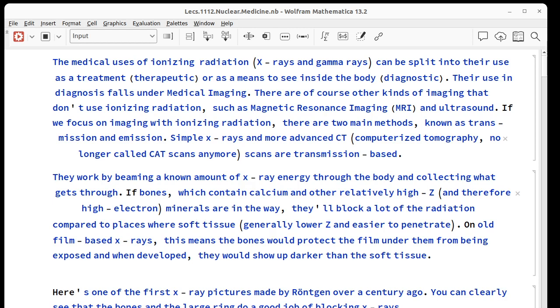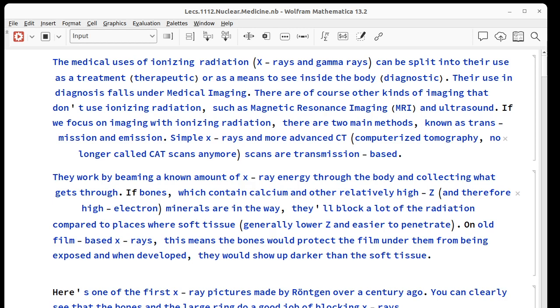Regular X rays, or the more advanced CT scans, are transmission based, and they work by beaming a certain amount of X ray energy through the body and collecting what gets through to the other side. Bones that have calcium and other high Z, and remember that means high proton count, minerals, when they're in the way, they'll block a lot of the radiation because they have lots of electrons to interfere with it.